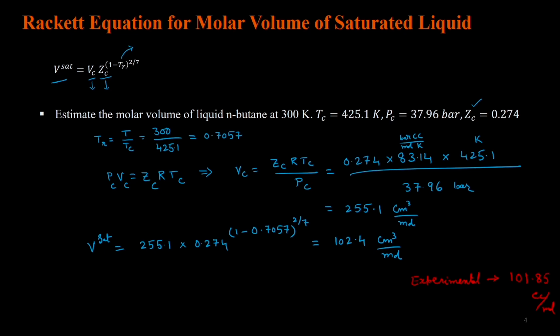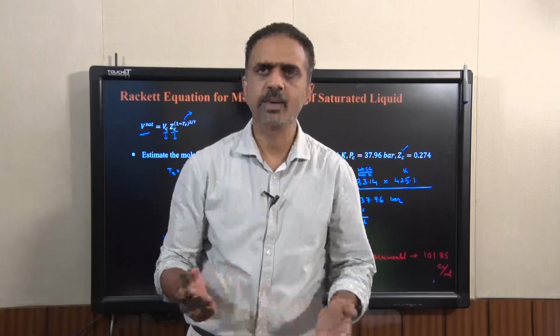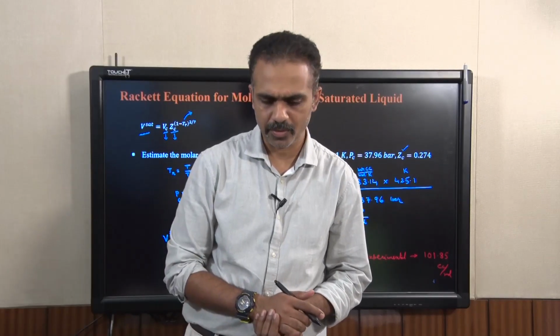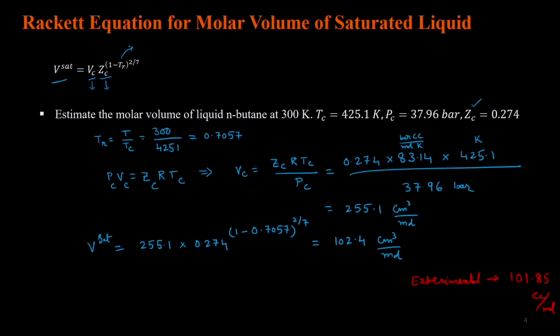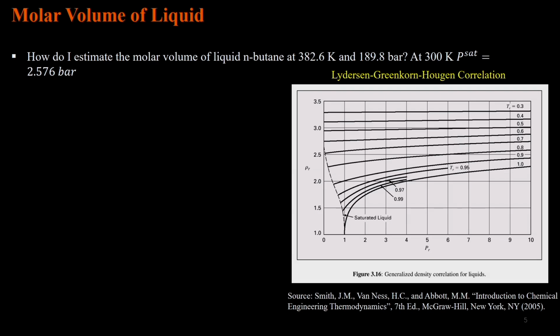The Rackett equation works in some scenarios, in others it doesn't. For example, in the case of water, I think it's off by about 30% or so at its boiling point. So it depends. In certain cases it works well, in certain cases it may not work well, but it gives us a ballpark figure without any prior experimental data.